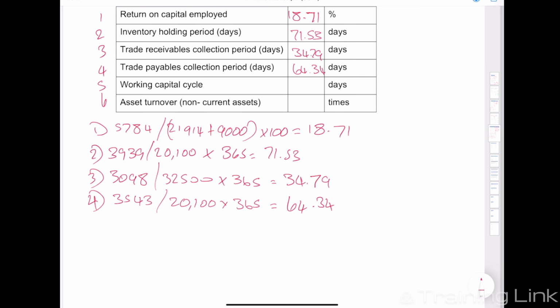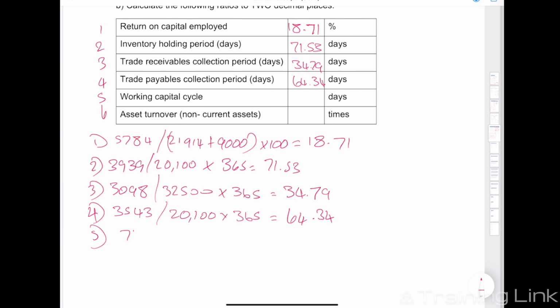The working capital cycle then would be the inventory holding days plus the receivables days less payable days. So it would therefore be 71.53 plus 34.79 minus 64.34 to give us a working capital cycle of 41.98 days.